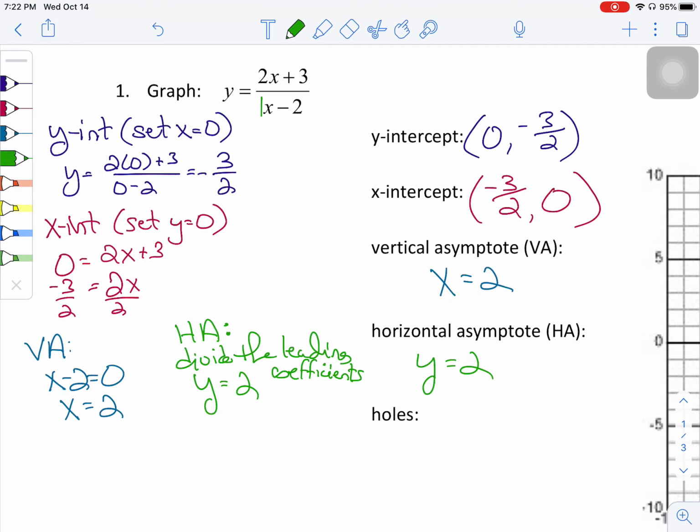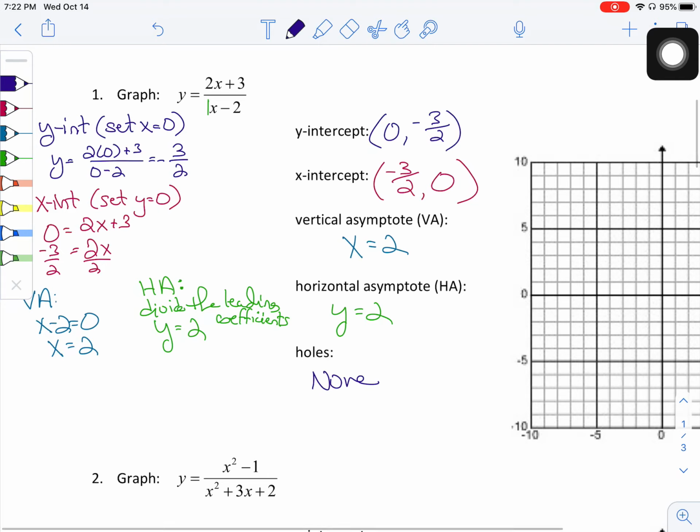For our holes in the graph, those are also called discontinuities. I had to get the right term there. The only way you're going to have a discontinuity or a hole in your graph is if you have canceled out a factor. So remember, our very first step here was to factor and possibly cancel. Since we didn't factor or cancel, there are no holes in this graph. All right, so the answer here is none.